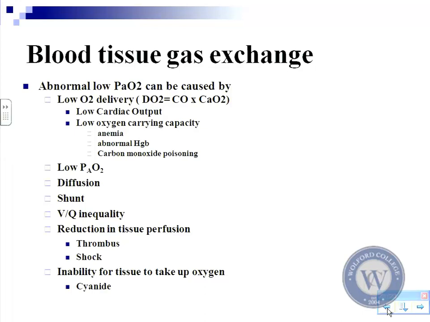If you look at delivery, it's a two-part equation: the carrying capacity, which is CaO2, equal to 1.39 times the hemoglobin times the saturation, plus the PaO2 times 0.003, times the cardiac output. If you have a low cardiac output or low oxygen carrying capacity from abnormal hemoglobin or carbon monoxide poisoning, this can all lead to a drop in your PaO2. Low alveolar oxygen tension, diffusion, shunt, VQ inequality, hypoventilation are all part of that. You can also have reduction in tissue perfusion, such as thrombi or shock, or inability of tissue to take up oxygen can also be an issue.